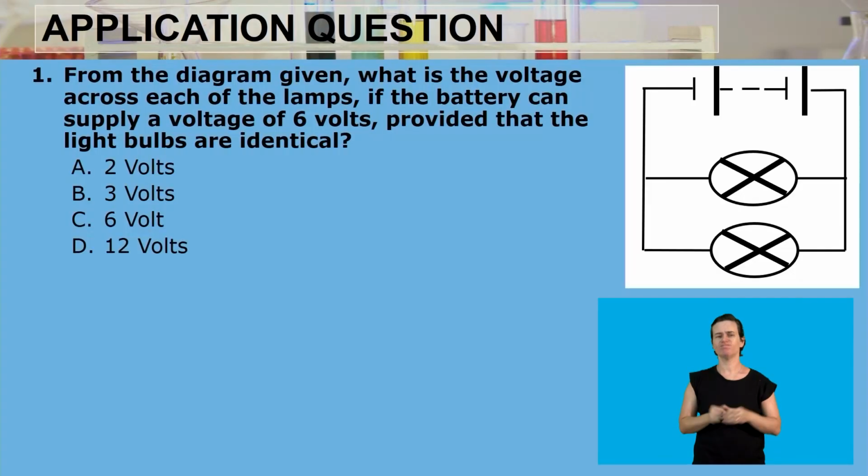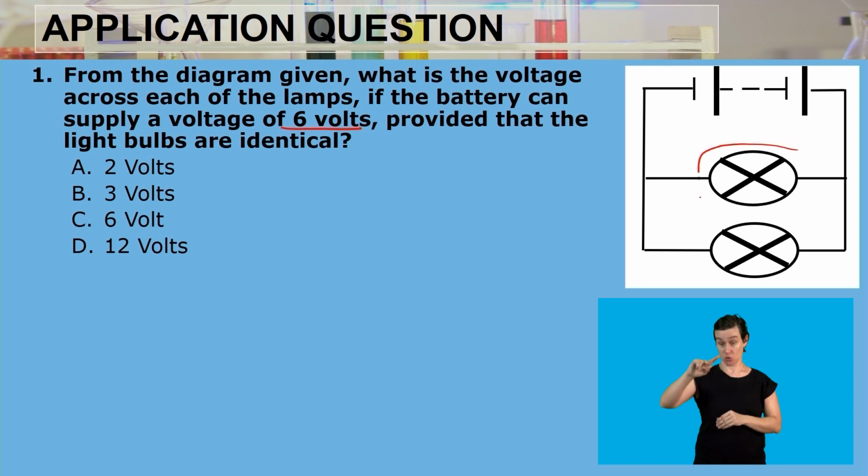Welcome back, learners. So now, as you have said, we're jumping to our application questions that are still based on a series circuit and also a parallel circuit. Our first question says, from the diagram that we have alongside, what is the voltage across each of the lamps if the battery can supply a voltage of 6 volts, provided that the light bulbs are identical?